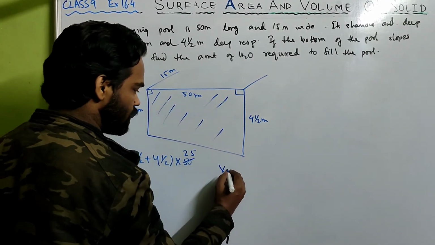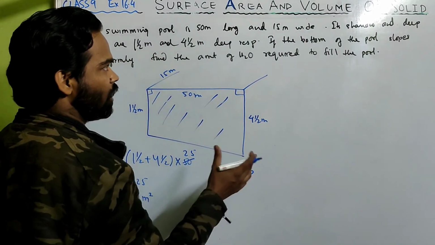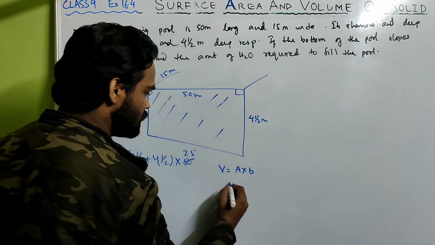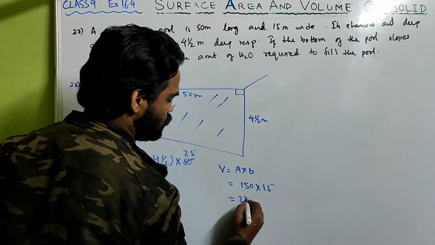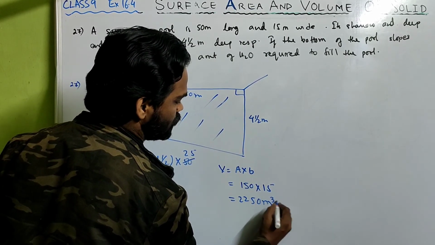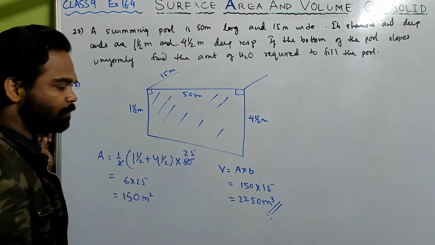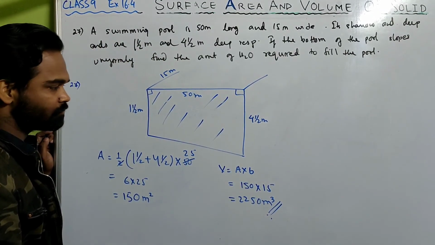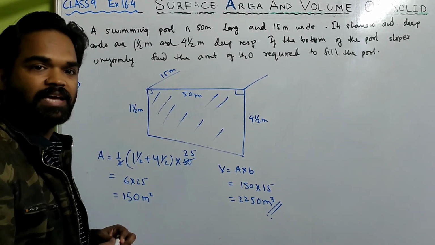So volume will be area of cross section into the breadth, which is 15. How much wide is it? 15 meter. So that's 150 multiplied by 15. That's 2250 meter cube. So that's the volume of the water required to fill the pool. Very easy. Clear? So I think this was the last sum for this exercise.